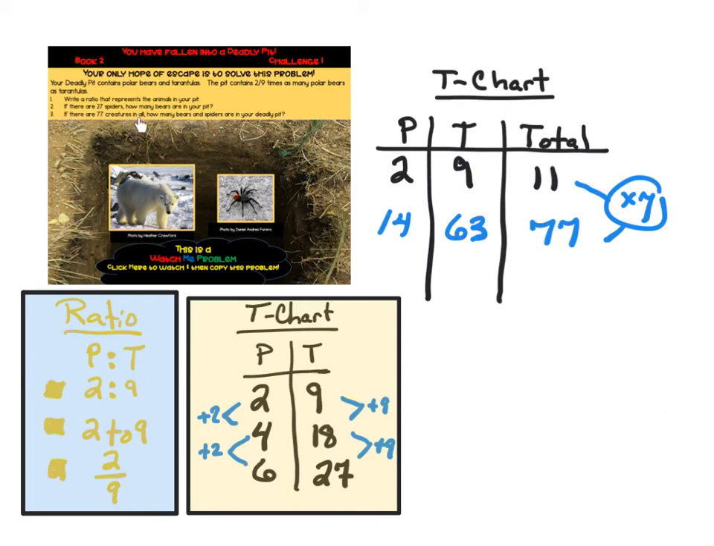If there are 77 creatures in all, how many bears and spiders are in your deadly pit? And this right here, my friends, is a super secret way to figure out how to do that. So you're going to just put your ratio in, add up to get your total, and then multiply it by whatever number gives you the same number that you're looking for here, right? In this case, 77. So that was 7. 7 times 9 is 63. 7 times 2 is 14. So there are 14 polar bears and 63 tarantula spiders in your deadly pit. And bam! That is all you need to do to solve this problem.